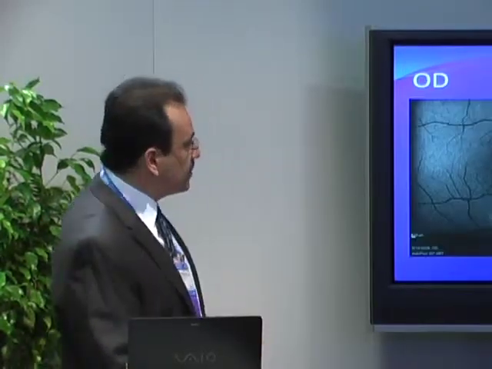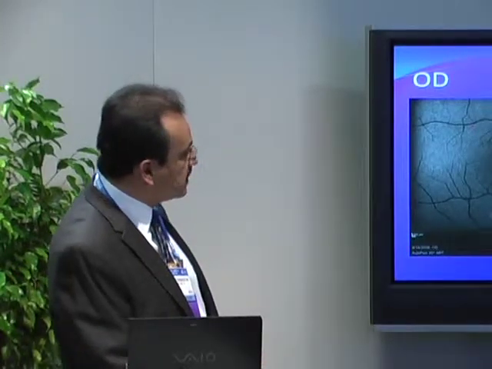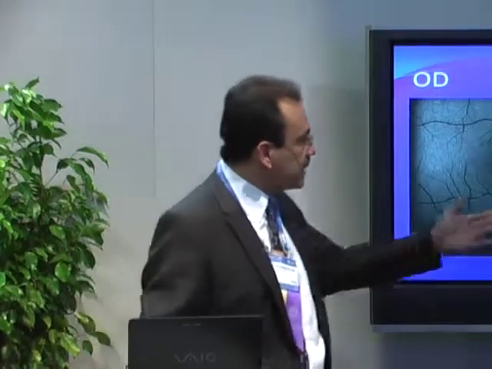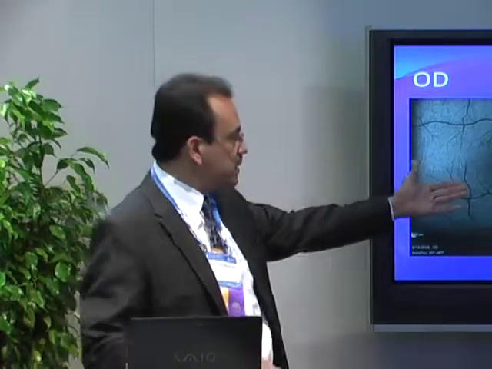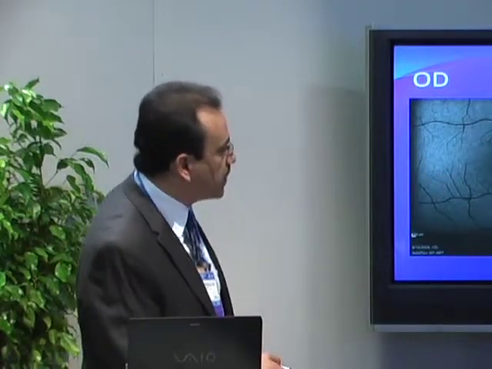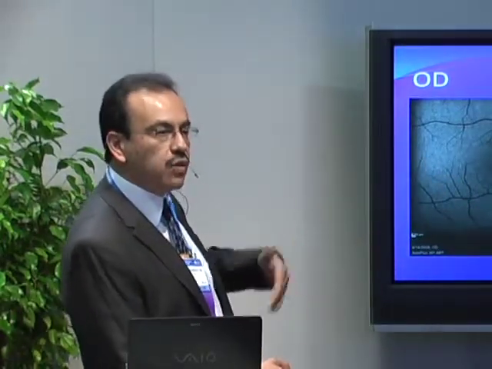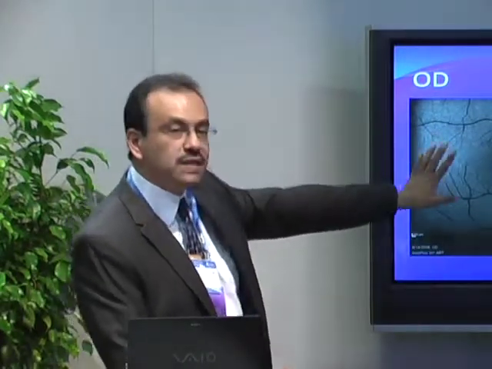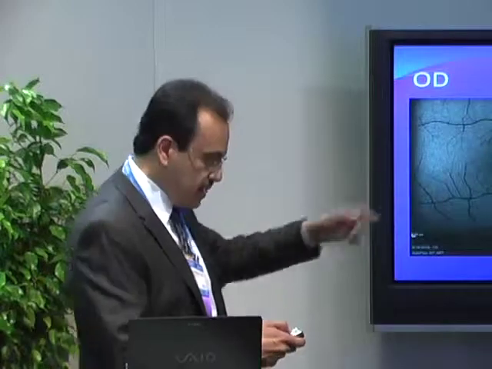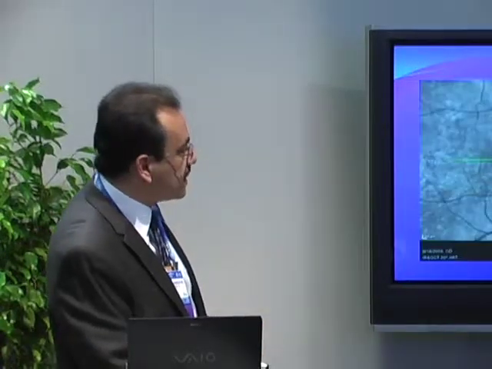And now you look at her, and he did an autofluorescence, and you can see that there's an obvious difference in the autofluorescence pattern here. But again, what does that mean functionally? Should that patient be 20/80 or not? And how are you going to monitor this patient's treatment? Unfortunately, this patient was seen just recently, but you can see what the MP1 looks like in this patient.